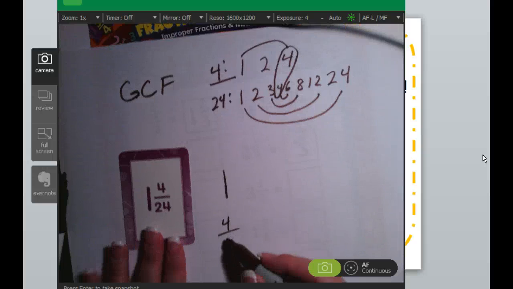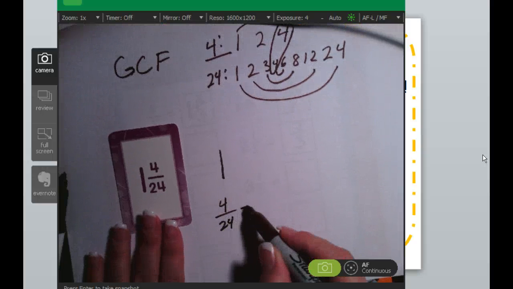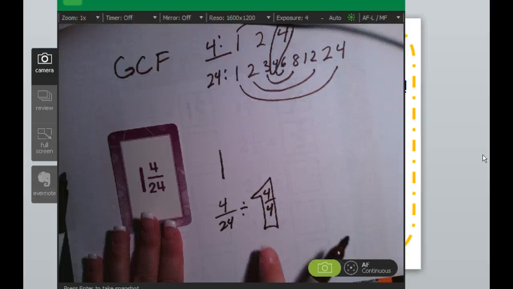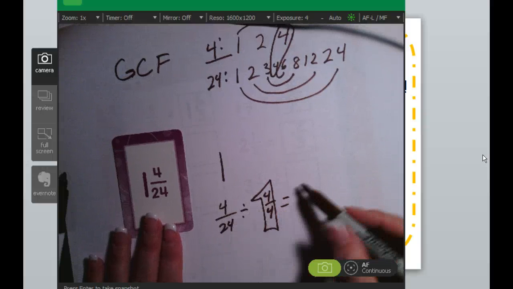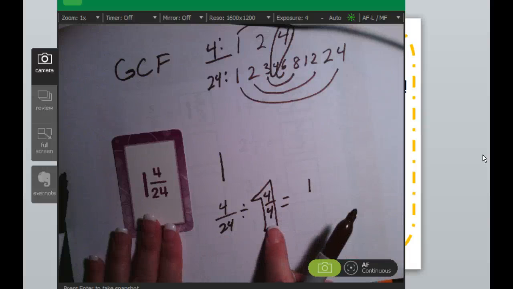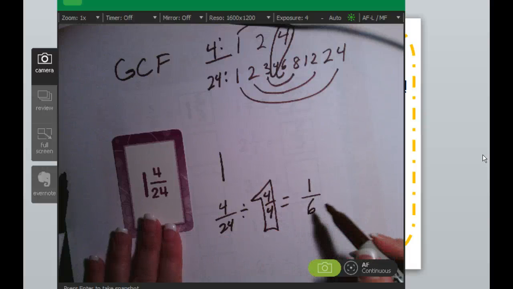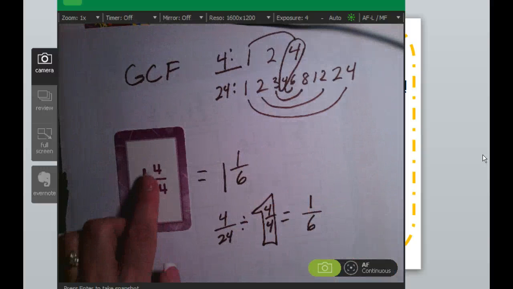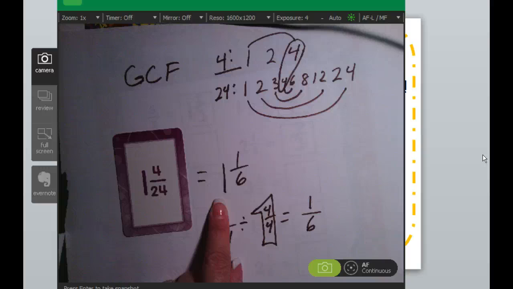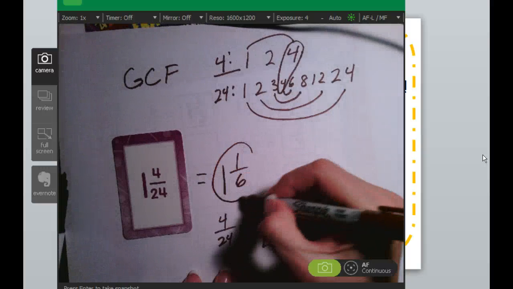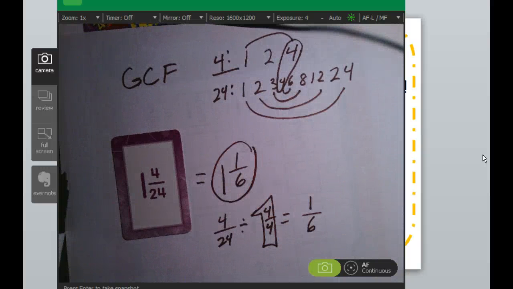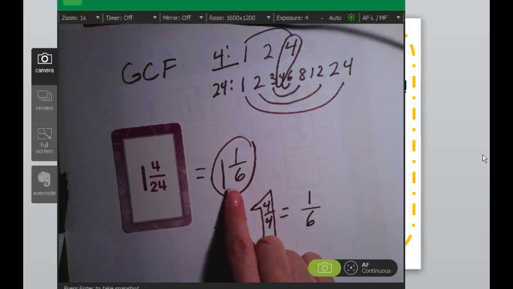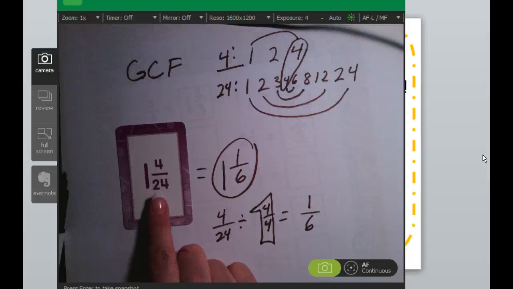So let's simplify 4/24 by dividing by 4 over 4, which is equivalent to 1. 4 divided by 4 is 1. 24 divided by 4 is 6. So technically, 1 and 4/24 is the same as 1 and 1/6. I would much rather multiply, add, divide with a numerator and denominator that looked like this than like this.